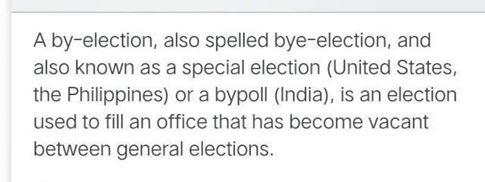A by-election, also known as a special election in the United States and the Philippines, or a by-poll, is an election used to fill an office that has become vacant between general elections. In most cases, these elections occur after the incumbent dies or resigns. But they also occur when the incumbent becomes ineligible to continue in office. Less commonly, these elections have been called when a constituency election is invalidated by voting irregularities.